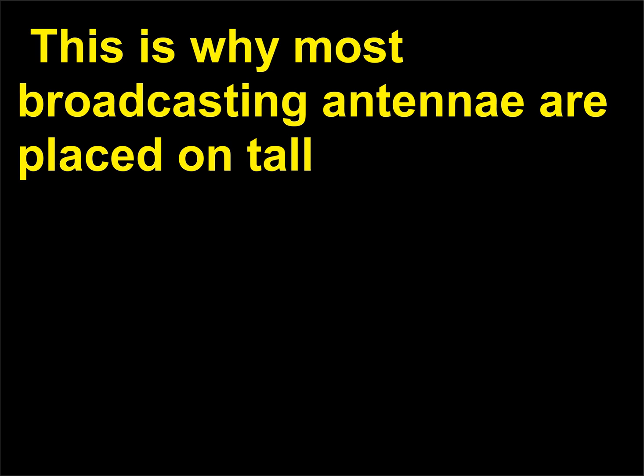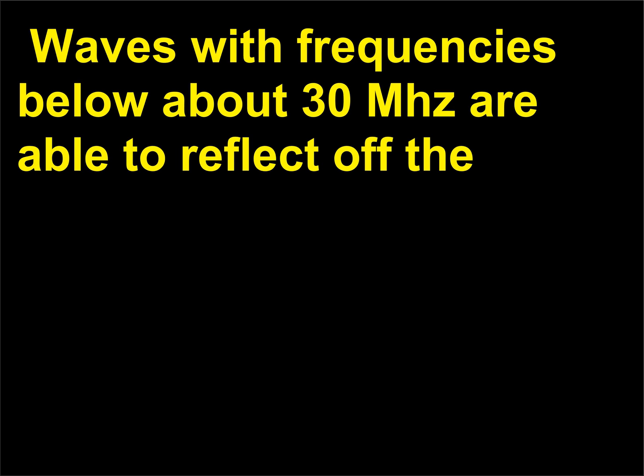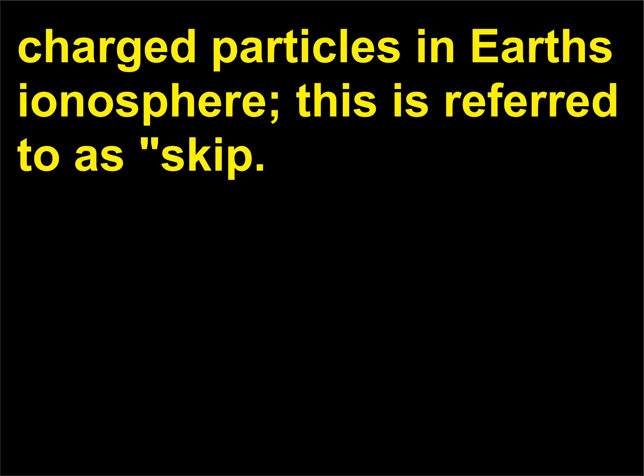This is why most broadcasting antennae are placed on tall buildings or mountains to help increase the line-of-sight range. Waves with frequencies below about 30 MHz are able to reflect off the charged particles in Earth's ionosphere. This is referred to as skip.